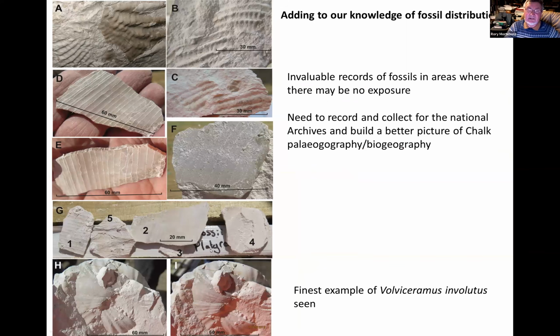And the macrofossils can be incredibly useful. They help confirm the correlations we're making. If we're going to build our ground models, we actually need the macrofossils as well. And these are different types of inoceramid shell that have been found in core. I've never seen such a fine example as this Volviceramus as we pulled out of core.